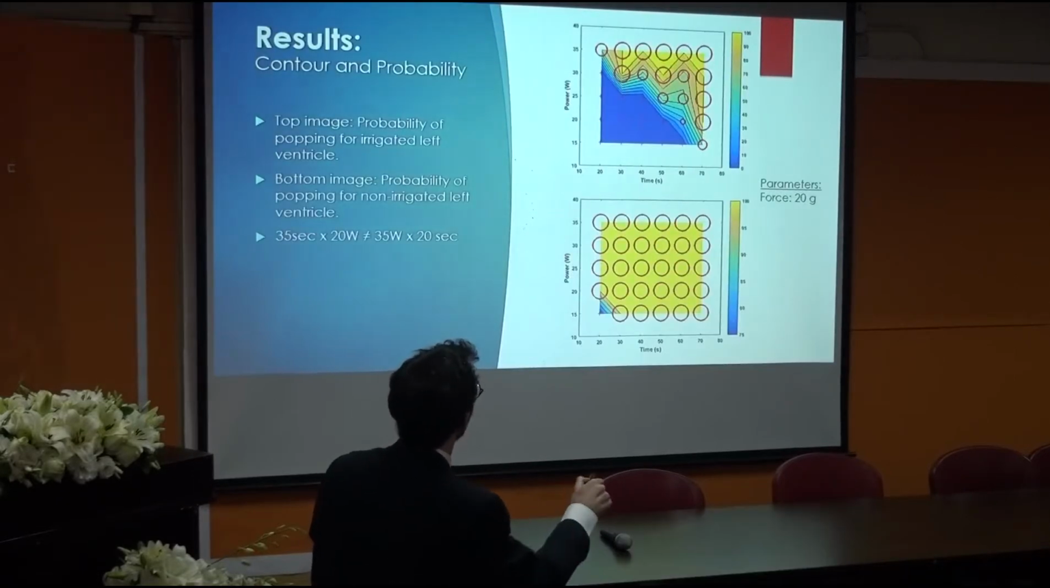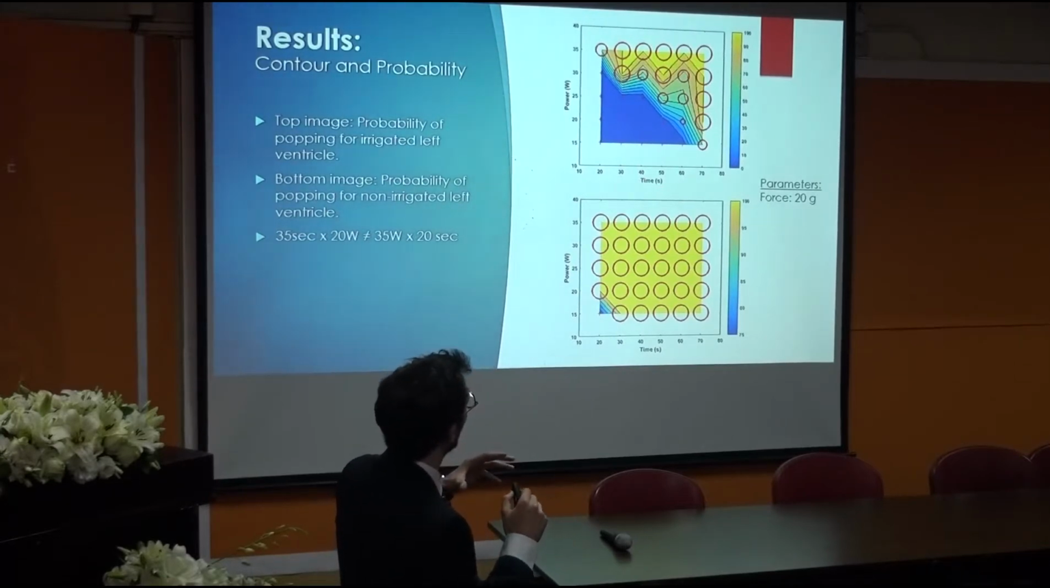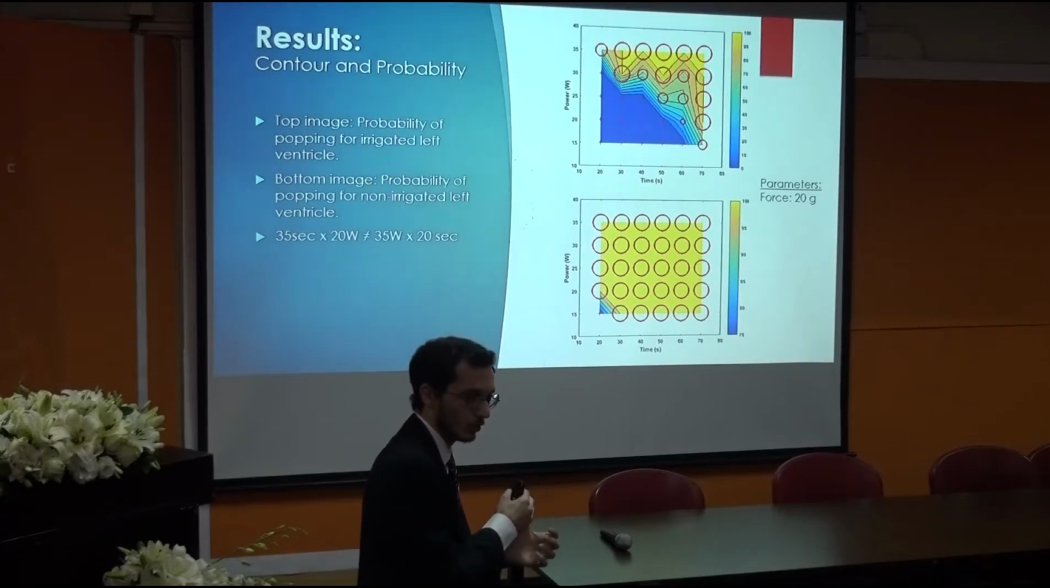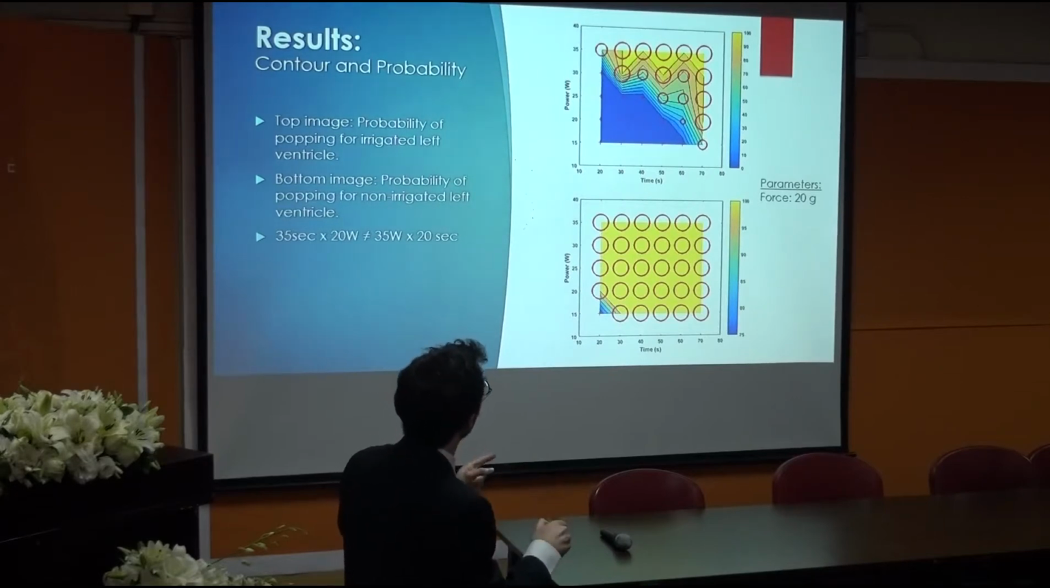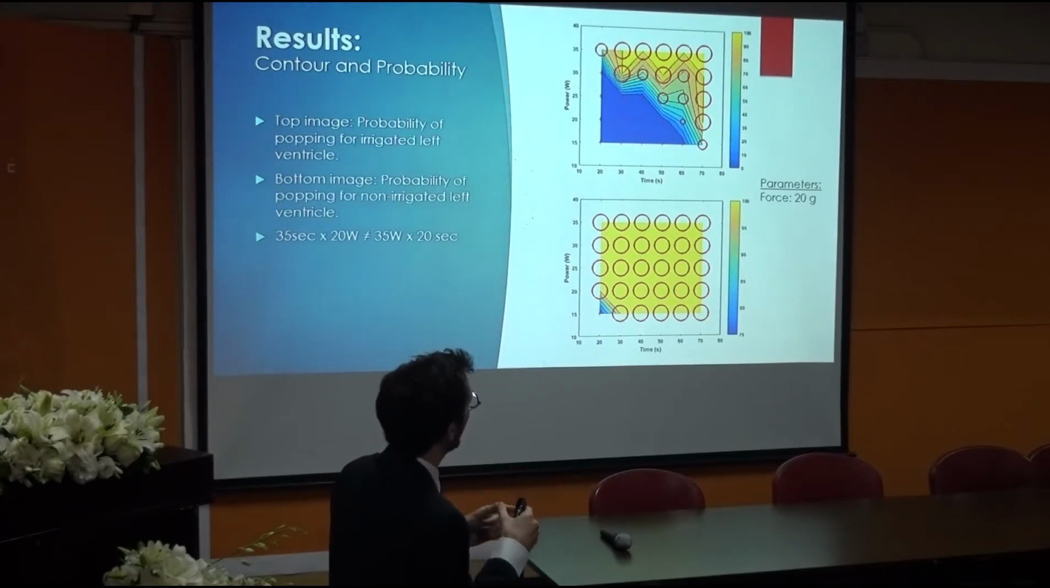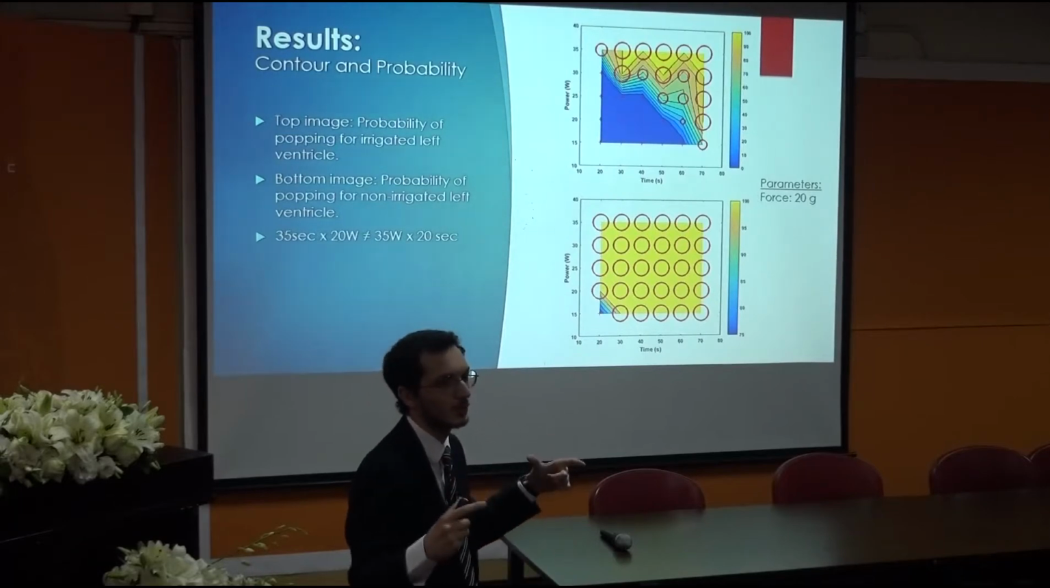So what we did is we developed these graphs which are varying in time and power. And we plotted them and we just want to see the general trend. We take the left ventricle, which is the thicker one, and we varied time and power. For each point we plotted the probability of popping as a circle in order to visualize it better, and the diameter of the circle is proportional to the probability of popping. So simply put, a bigger circle means a bigger probability of popping.